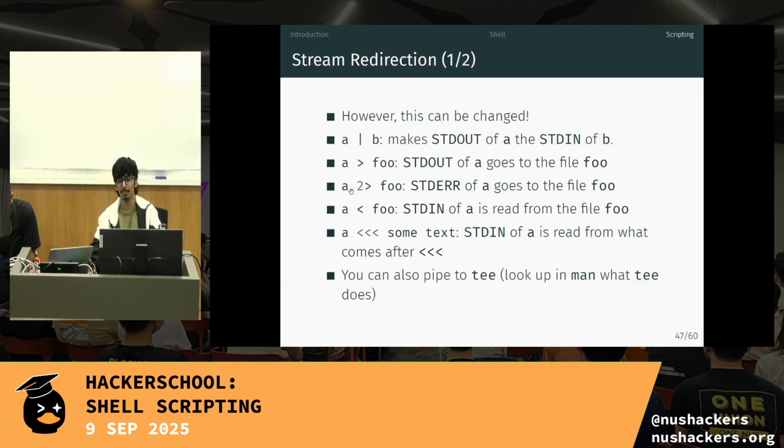So there's another one which is A, but then you put a 2 before the arrow. So this just means that instead of the standard out, it's the standard error.